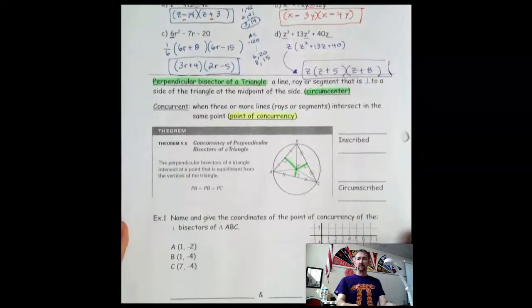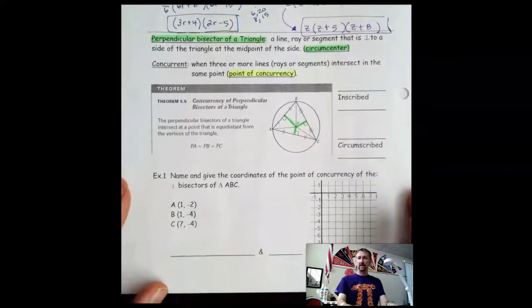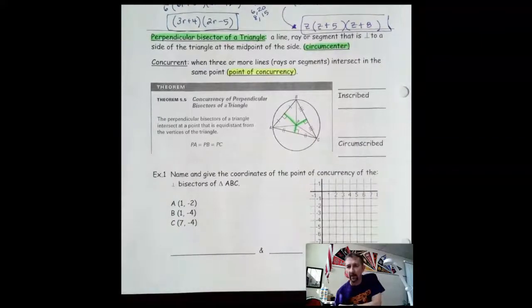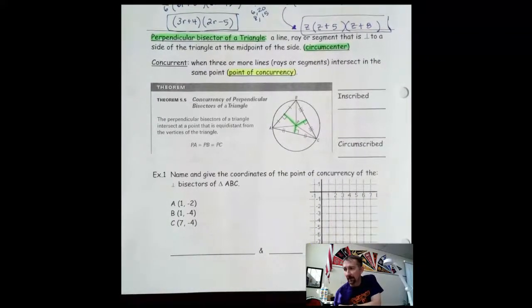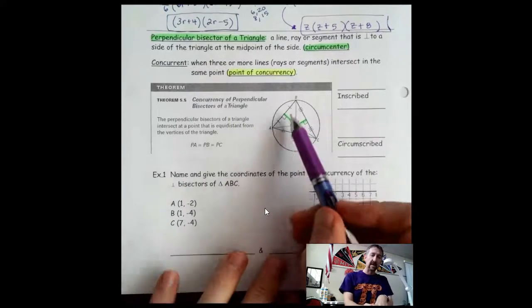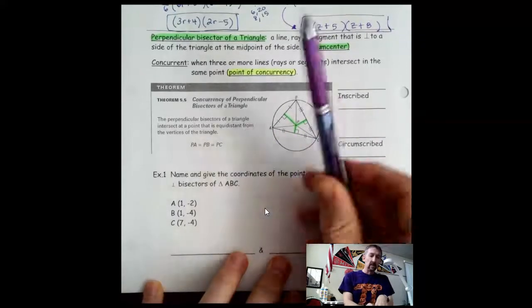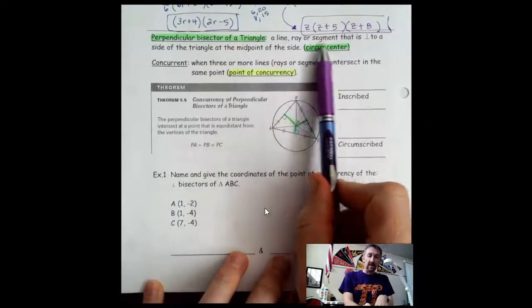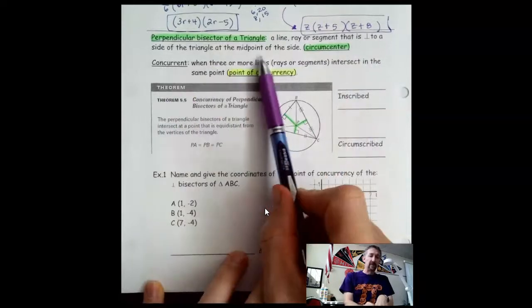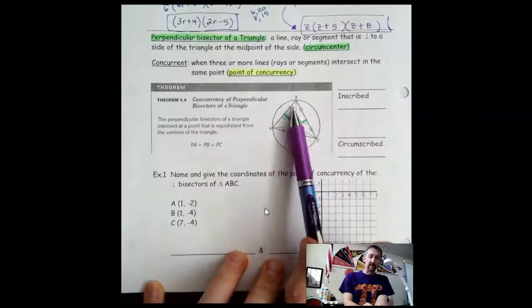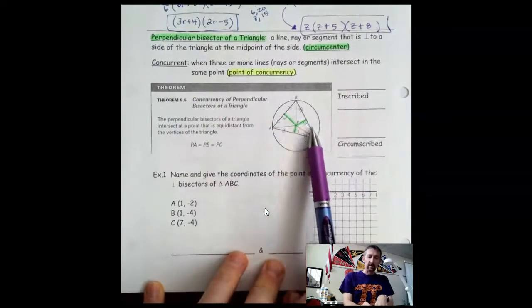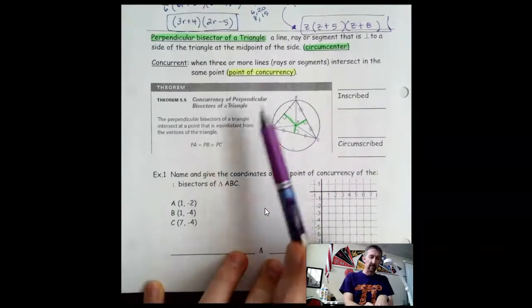Now we're going to get into today's lesson. So today's lesson is about the perpendicular bisector of a triangle. A triangle has 3 perpendicular bisectors. They're the segments that bisect the sides of the triangle. And it could be a line, ray, or segment perpendicular to the side of the triangle at the midpoint. So these two are equal, and it's a 90-degree angle. These two are equal, 90, these two are equal, 90.